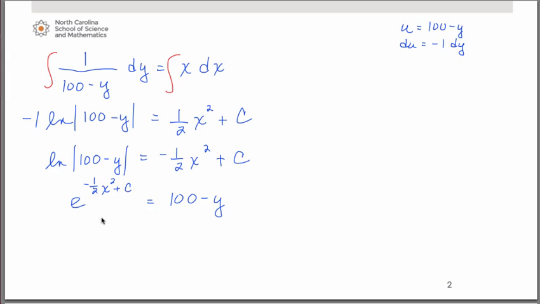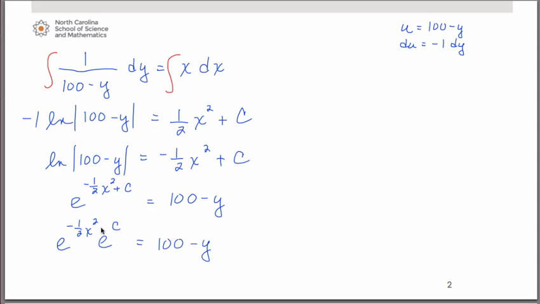Because in the exponent we have a sum, we can separate out the e term as e raised to the negative 1/2 x squared times e to the c. Remember, according to the laws of exponents, because these bases are equal, the exponents would have been added. So you're literally going backwards from how you typically would use them.